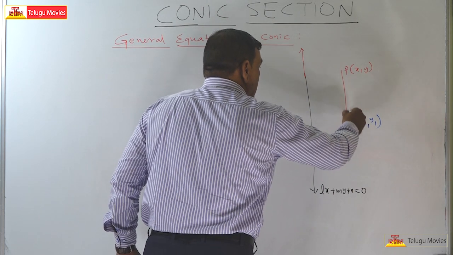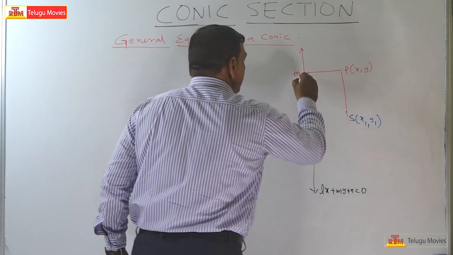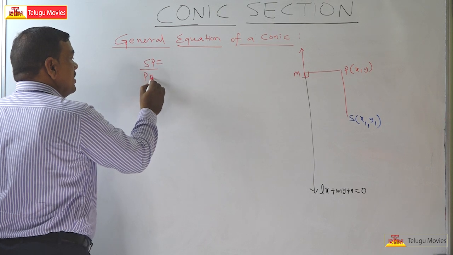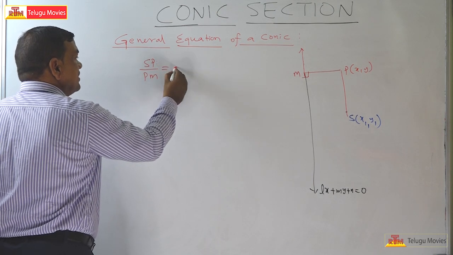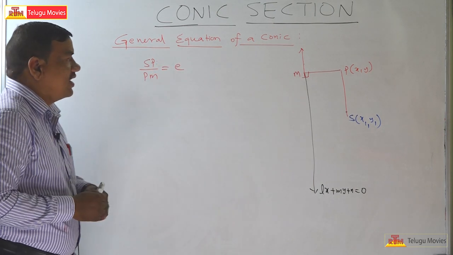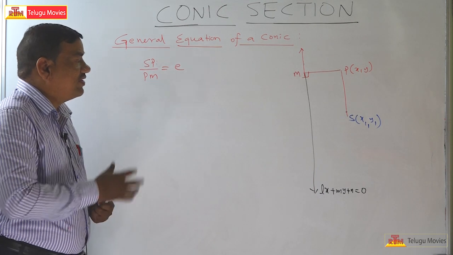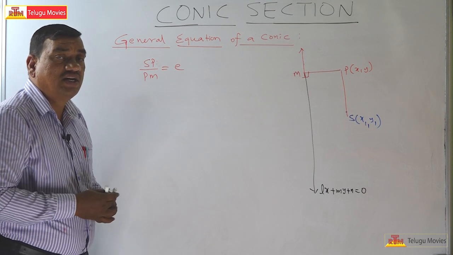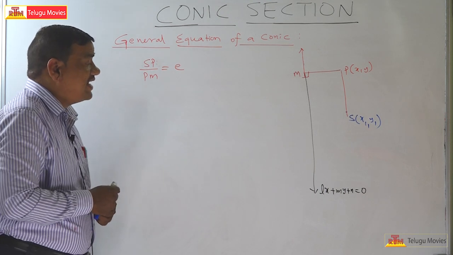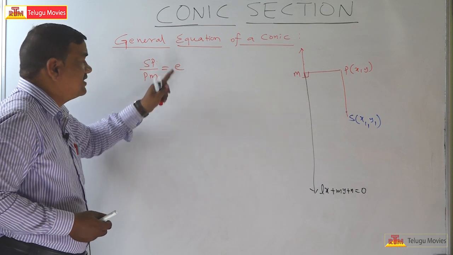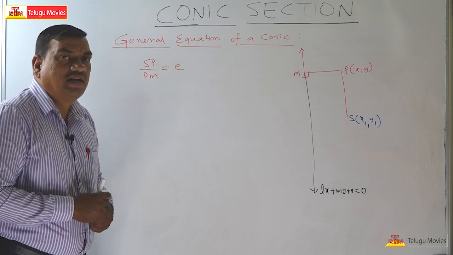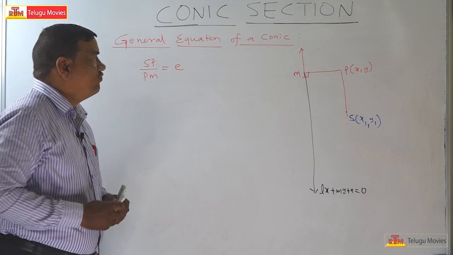Already we discussed that SP by PM is called the eccentricity E. The ratio of the distance between the fixed point and the variable point to the perpendicular distance from the point to the line Lx plus My plus N always bears a constant ratio, that is called eccentricity. Then how do we get the general equation of the conic?